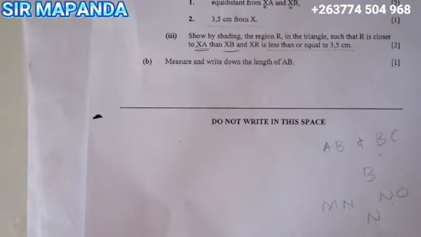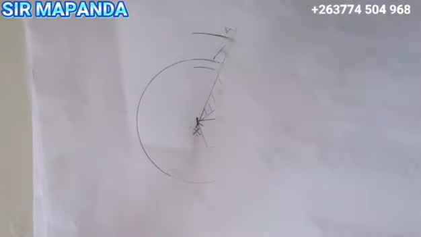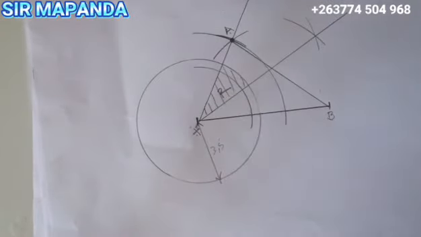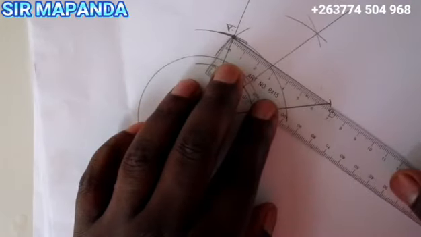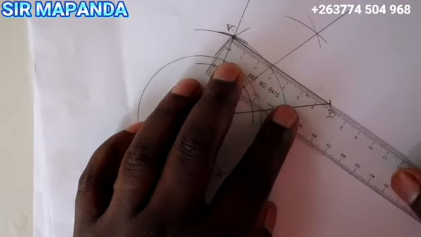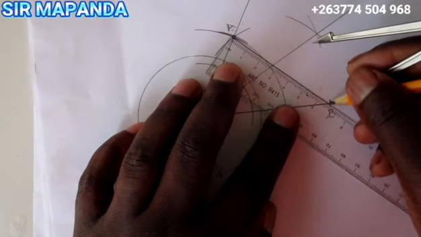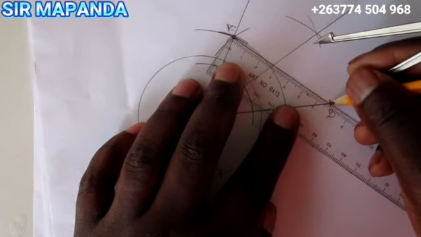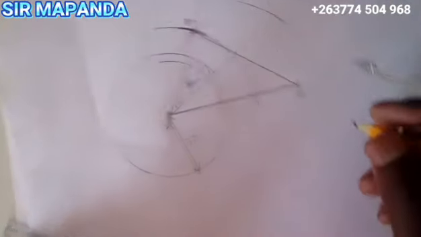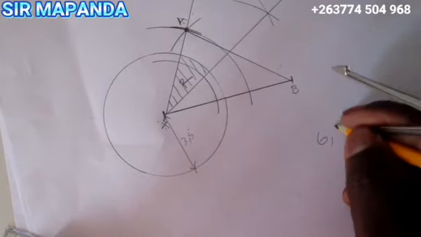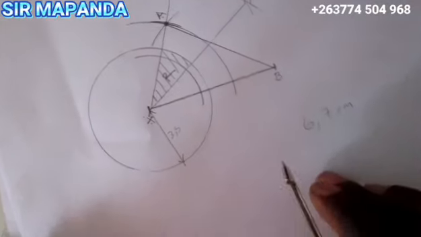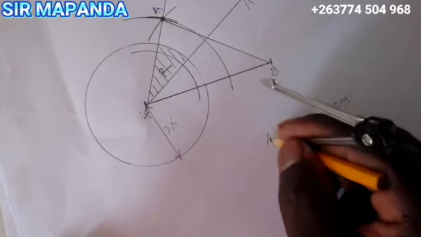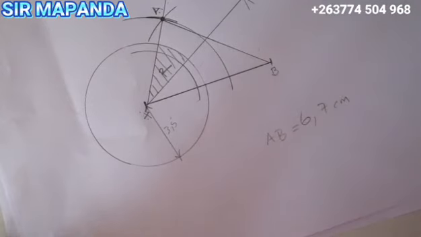We move on to the last part of the question. Measure and write down the length of AB. So this is very simple. You take your ruler, then you measure. This is 0 to this, 6,5 plus this 6,6, I'm getting something like 6,7. Right, so my answer is 6,7 centimeters. Right, but you have to label. This is AB. It's called 6,7 centimeters.